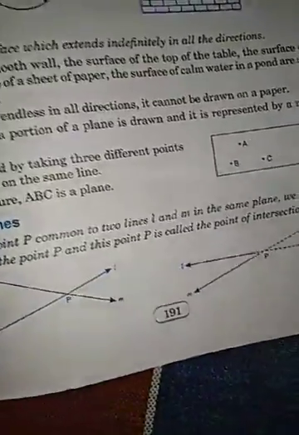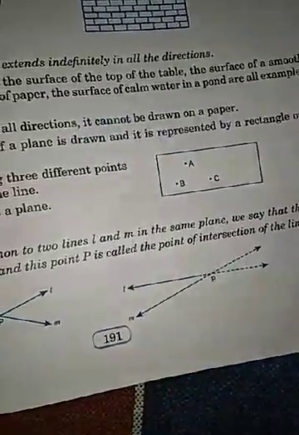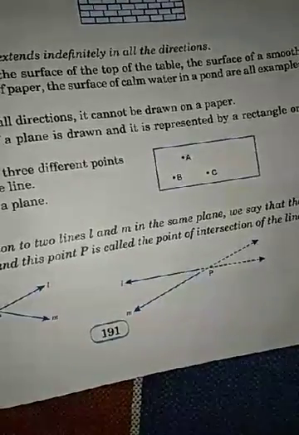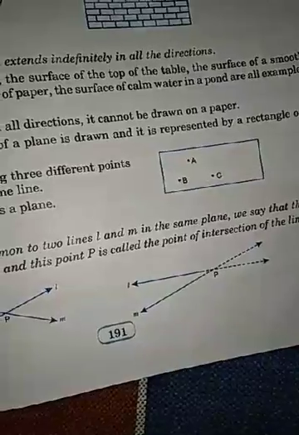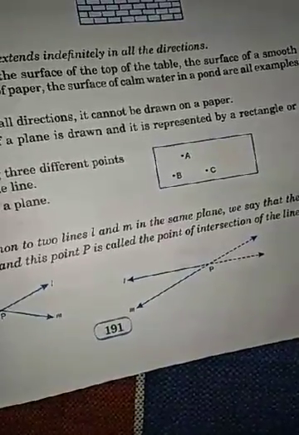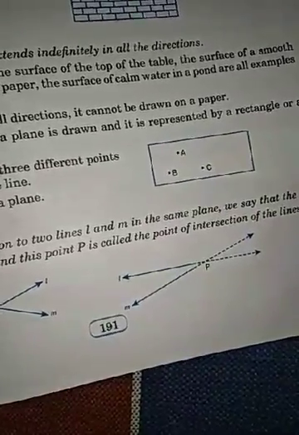Now plane. A plane is a flat surface which extends indefinitely in all directions. The surface of a smooth wall, the surface of the top of a table, the surface of a smooth blackboard, the surface of a sheet of paper, the surface of calm water in a pond. These are all examples of a portion of a plane, meaning part of a plane.